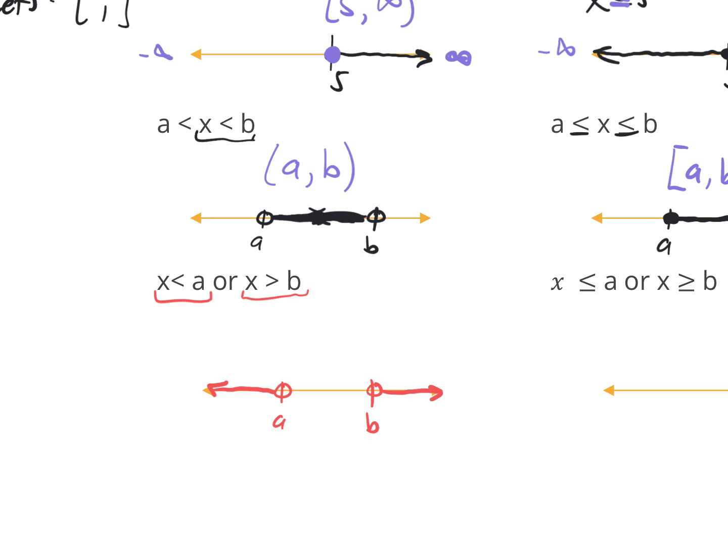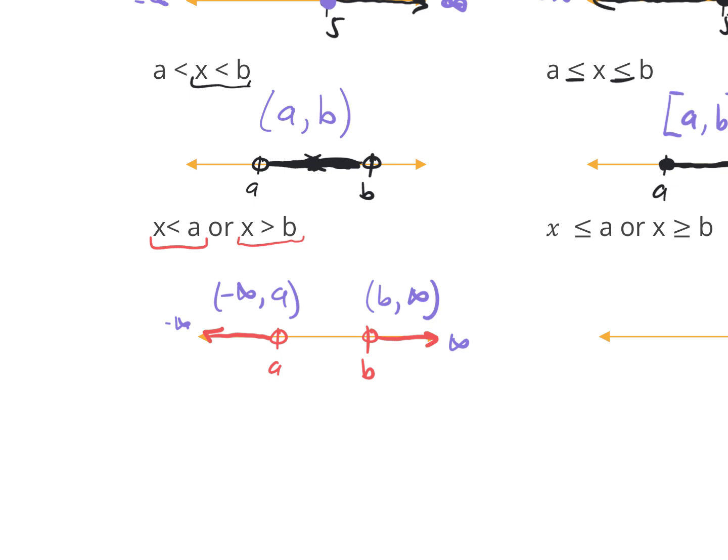Now to write this in interval notation, for x is less than A, you start at negative infinity. So we're going to start there, negative infinity with a parentheses, and we're going to end here at A with another parentheses. For x is greater than B, we're going to start at B, going from left to right, and then we're going to approach infinity. So the highest that we can go is infinity.